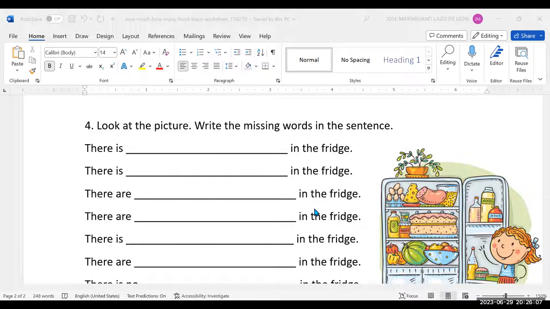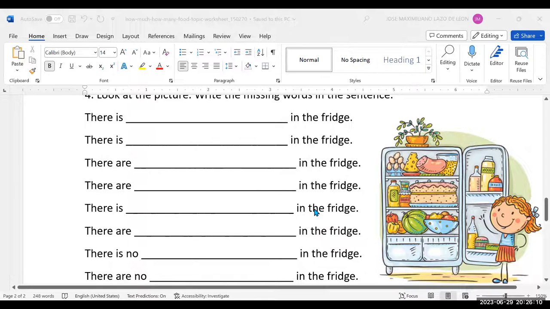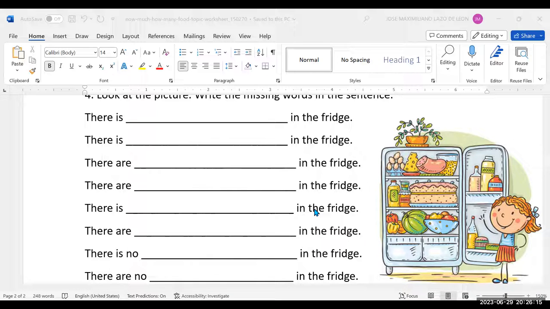Okay, let me show you. Teacher, there is... how many eggs? Hamburgers. There is watermelon in the fridge. Okay, hold on. Repeat again, please. There is watermelon in the fridge. Something is missing there. Only one. The quantifier is missing. There is a watermelon in the fridge. There is a watermelon. Okay, that way is right.